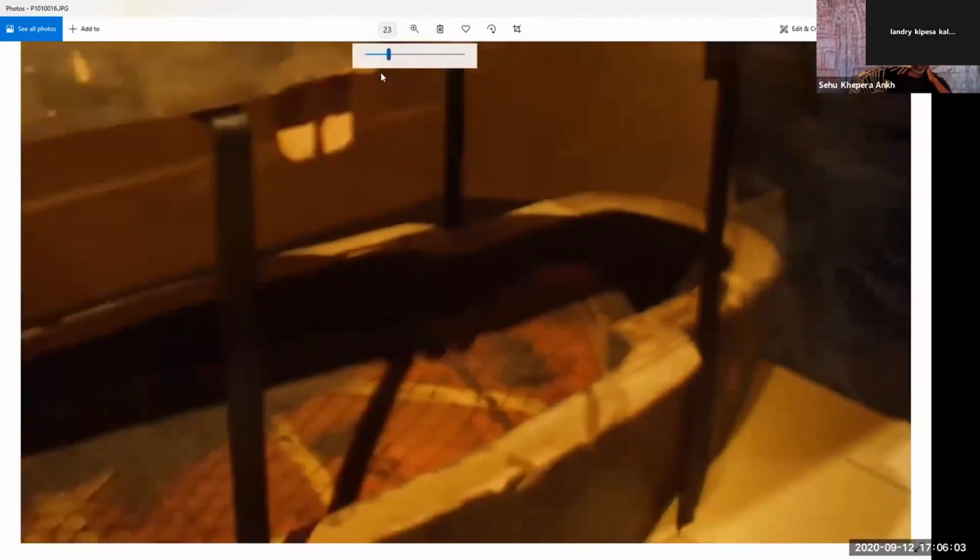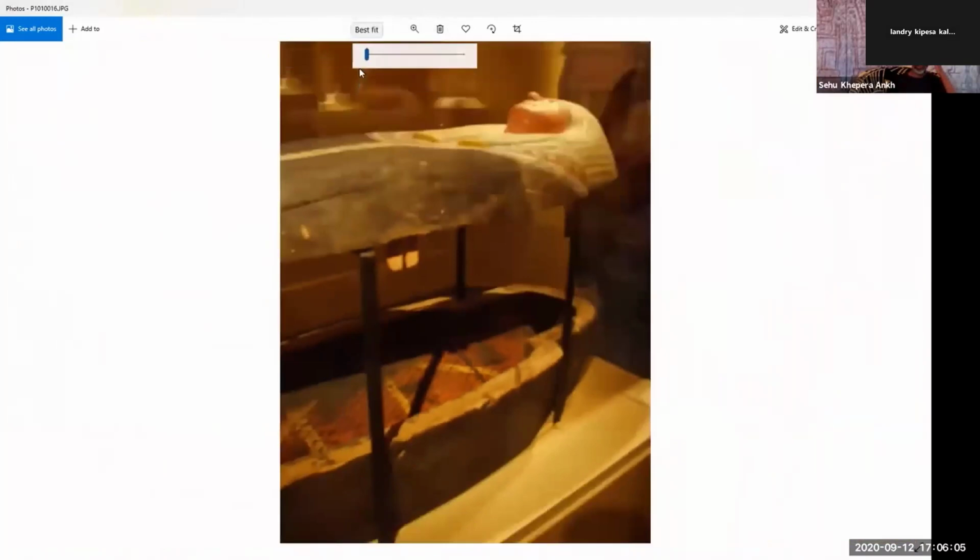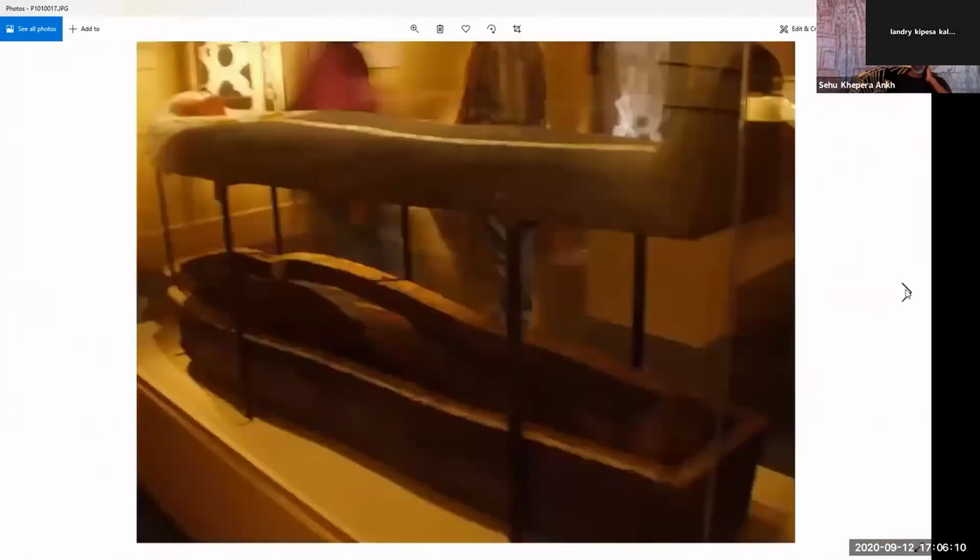So this is the face of the person. Down here is the rest of the body. And then they put the body inside this coffin. They put the lid on, and then they put it inside of another box. Let's see if the other picture is close by. Here, you can see from a different angle. And these pictures were taken at an exhibit in the Metropolitan Museum a few years ago when I visited.